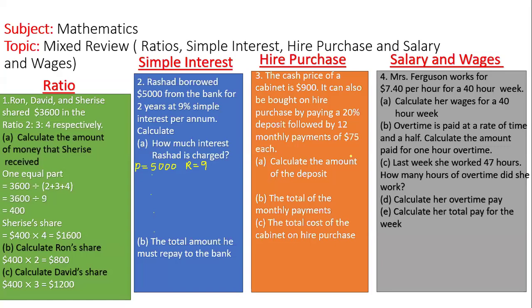T is equal to what? 2. T is equal to 2, which is the time in years. Very good. So the P is the principal, and the principal is always the amount borrowed or invested. So P is 5,000, R is the rate, 9, and T is the 2 years.